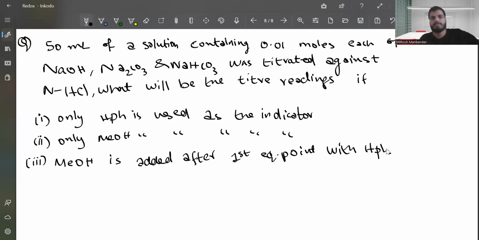You have 50 milliliters of solution containing 0.01 moles of each of NaOH, Na2CO3, NaHCO3. Then we titrate it against one normal HCl, and we have to find the titer readings. First case, only phenolphthalein is used as indicator. Second case, only methyl orange is used as indicator. Third case, we use phenolphthalein first and get the first equivalence point, then we add methyl orange and titrate. They're asking how much volume was required after adding the MEOH. Okay, cool. You can pause the video and try the question.